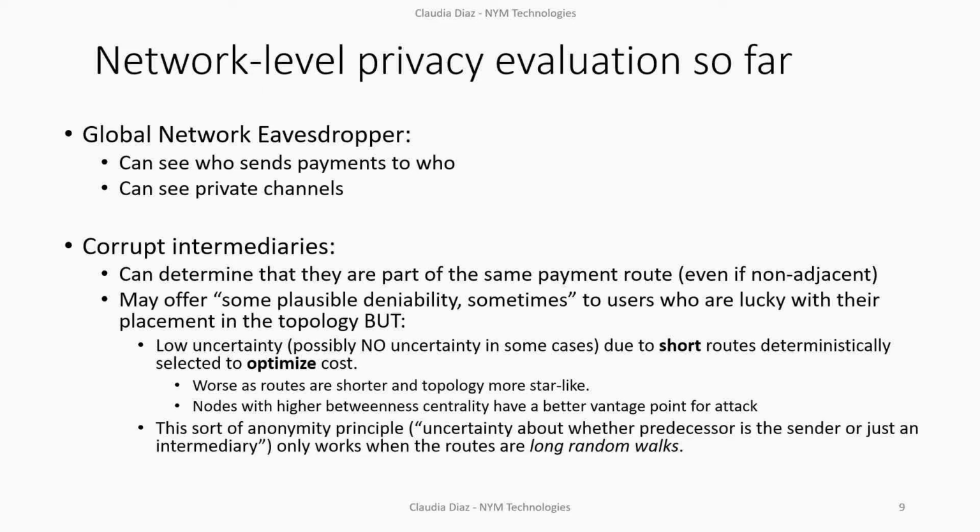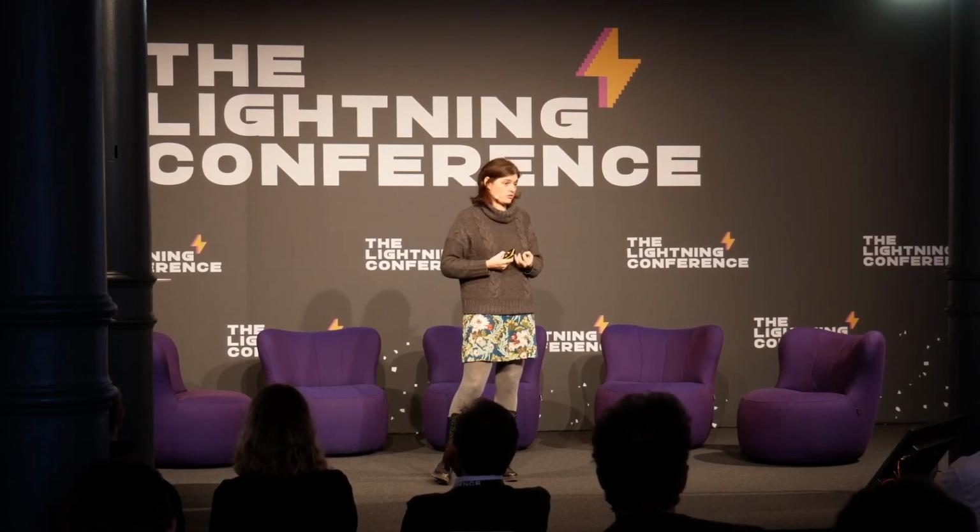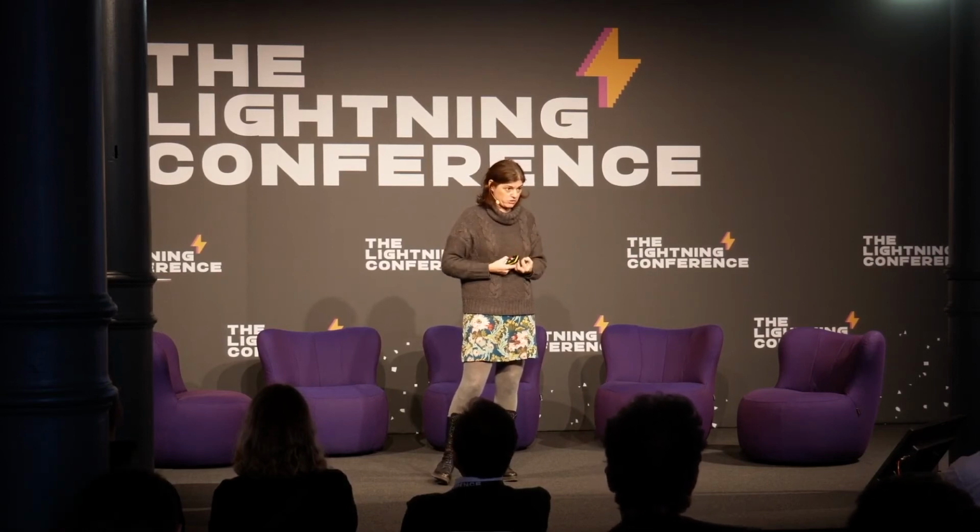And the problem is that the sort of anonymity property that Lightning is trying to build on, this principle of having uncertainty over predecessor and successor, only works if you have long random walks. Long random walks, okay? So imagine the Lightning network is fully connected, and now you go through 100 nodes, then yeah, you have some anonymity, because now the chance that my predecessor is the originator is very low.